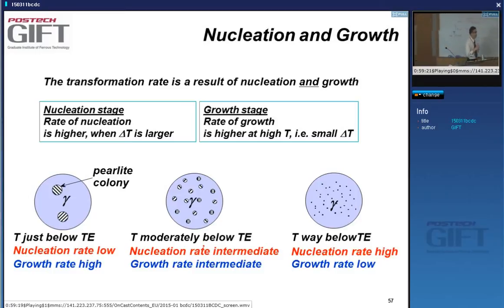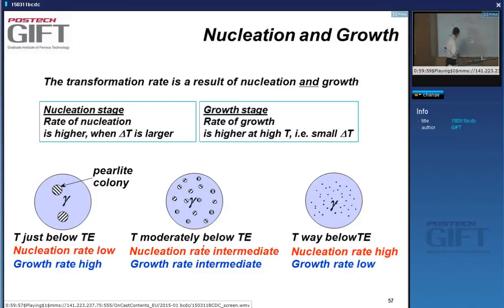Because the transformation rate is a product of growth and nucleation. So here, the transformation will be slow because I don't nucleate much. Here, I will nucleate a lot, but the nuclei cannot grow. So because the transformation is the product of growth times nucleation, you get the highest transformation rate where nucleation and growth rate are intermediate.